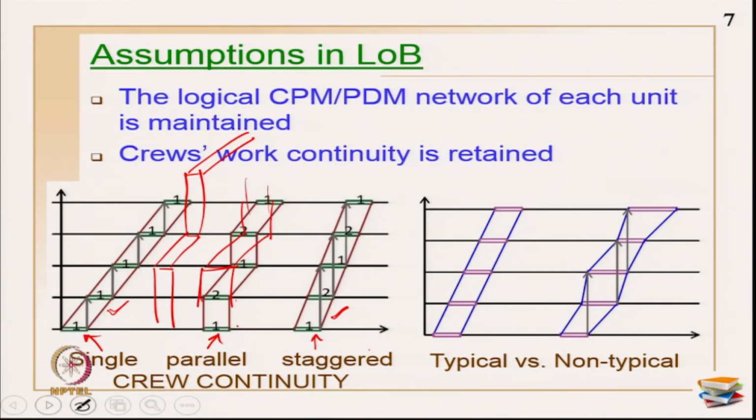The next is typical and non-typical. What is this typical and non-typical? With this figure itself you will come to know. These are all the units and this is the time scale. Now if you see here, the duration of a particular activity in all the units is almost the same. That is also one of the assumptions we have in LOB. But realistically, in the real world you may have different durations in different units. That is not possible to be modeled in a normal LOB diagram.